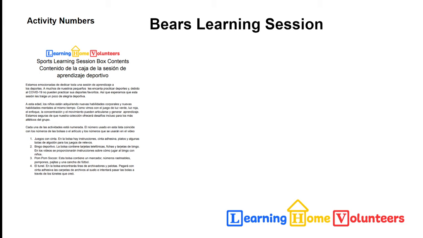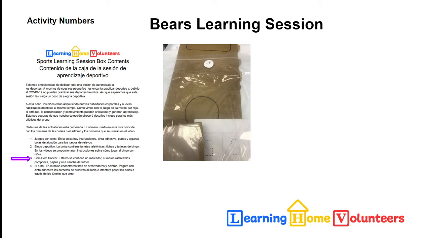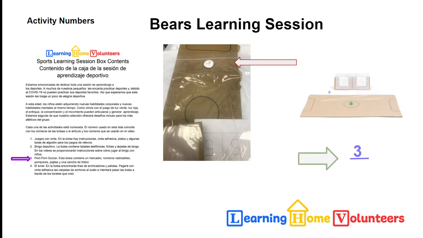Let's use an example. In this session, activity number 3 on the box contents sheet is pom pom soccer. And in the box, you will find a bag that is numbered 3, which is all the materials for the pom pom soccer. In the activities, both the introduction and the learning activities for the week, there is a number to reference the activity number 3.